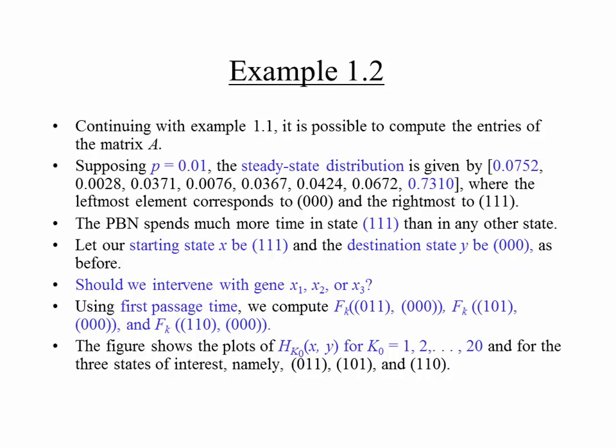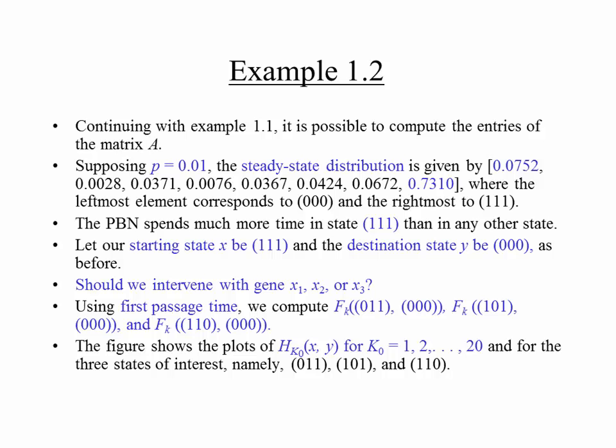You can see that the probability mass in 000 is quite small. In 111, it's quite high. And so the PBN is spending more time in a bad state. So let our starting state be 111 and the destination state be 000. The question is, should we intervene with gene 1, 2 or 3? So we basically compute this for each of these situations. If you perturb the first gene, you get 011, so compute this. Then compute when you perturb the second gene, 101, and then compute this when you perturb the third gene, so that's 110.